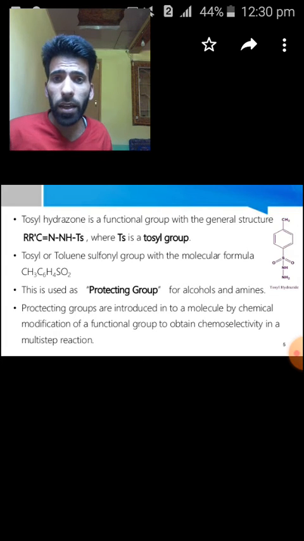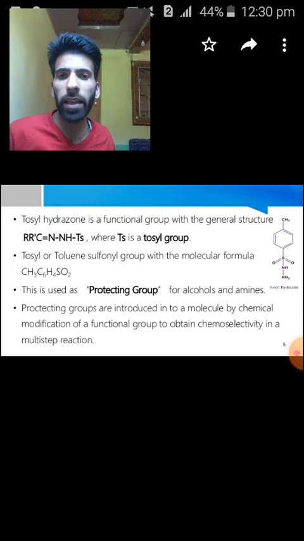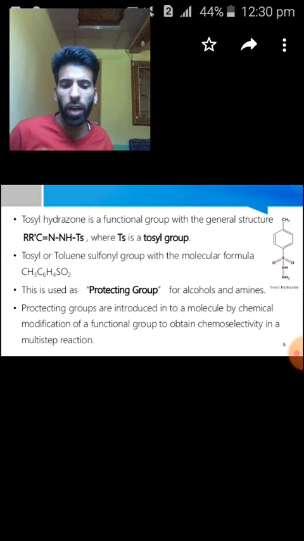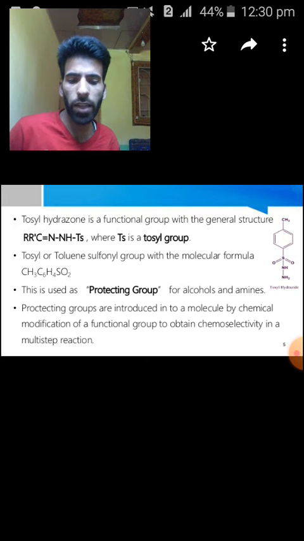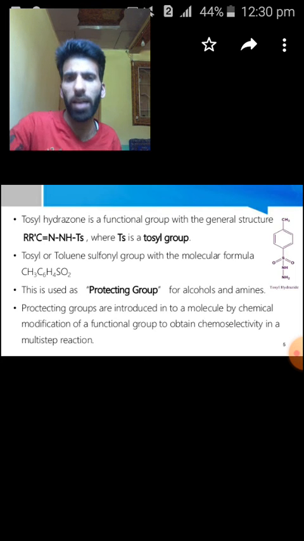Protecting groups are introduced into a molecule by chemical modification of a functional group to obtain chemoselectivity in a multi-step reaction. When we talk about the chemoselectivity of the reaction, chemoselectivity is the selective reactivity of a functional group in the presence of others.